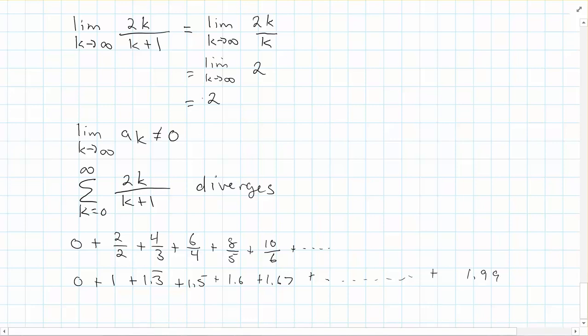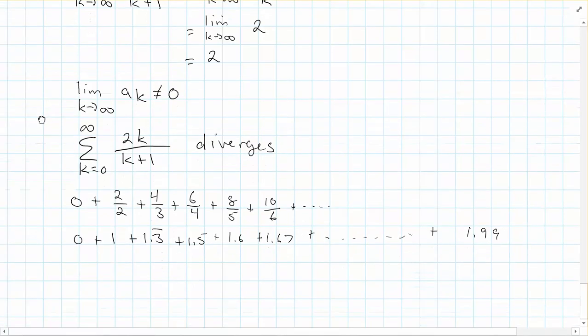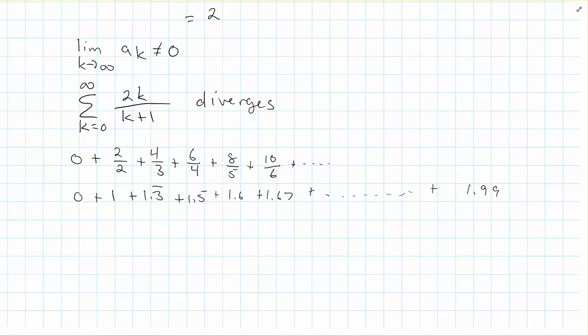That's what we're saying: when this limit is equal to 2, eventually, when you get all the way out in this series, we're essentially still adding 2 all the time. And if I keep adding essentially 2 all the time, I know I'm going to diverge. I'm going to go off to infinity. So that's really all we can do with the divergence test.